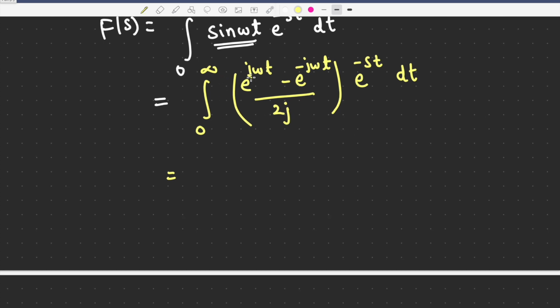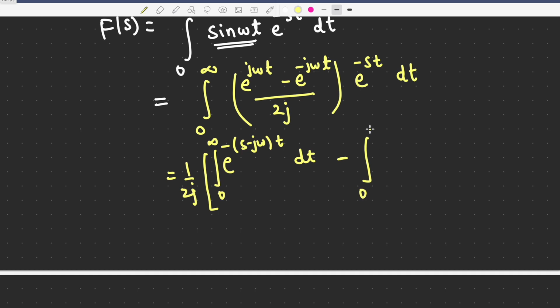Now next, here e to the power j omega t times e to the power minus st, we can combine them. It will become e to the power minus of (s minus j omega) t dt, with 1 by 2j in common. The first integration is this, then the second integration will be minus the integral from 0 to infinity of e to the power minus (s plus j omega) t dt.